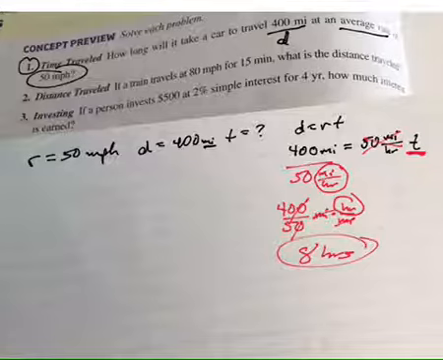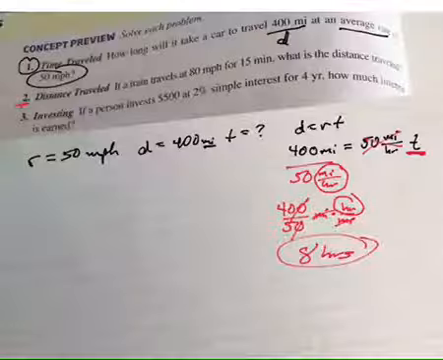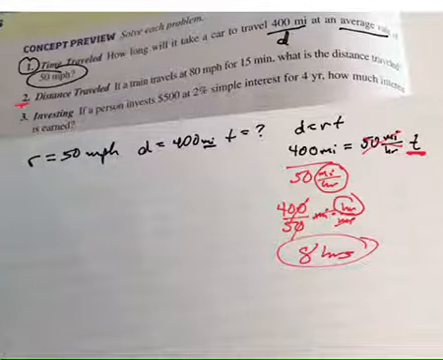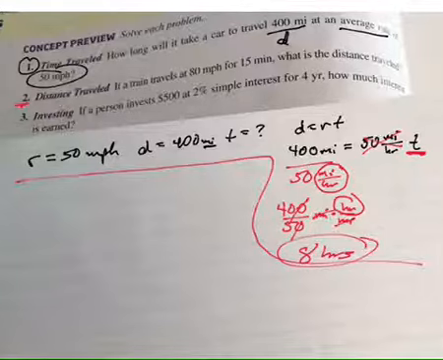All right, let's try number 2. The distance traveled if a train travels at 80 miles per hour for 15 minutes. Let's clear this. Whoops. Let's undo that. I didn't want to do that. I just wanted to clear some, we'll just do it here. That was number 1. Here's number 2.